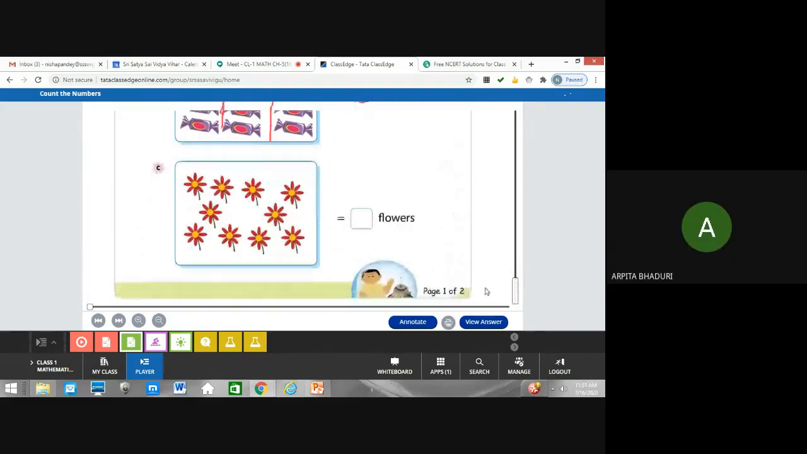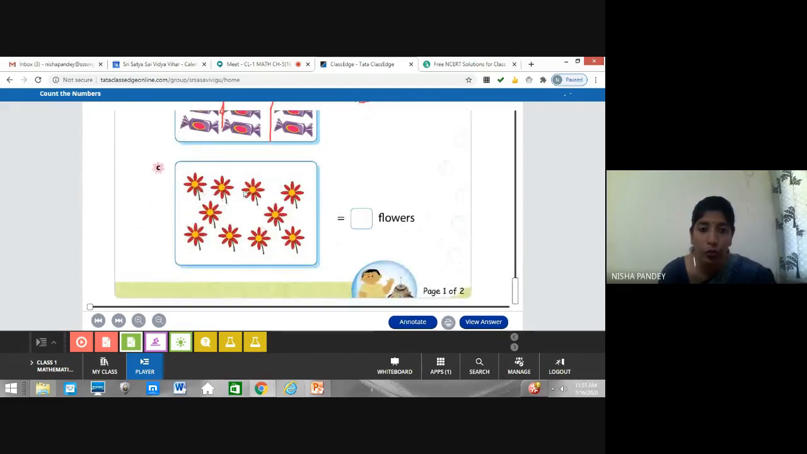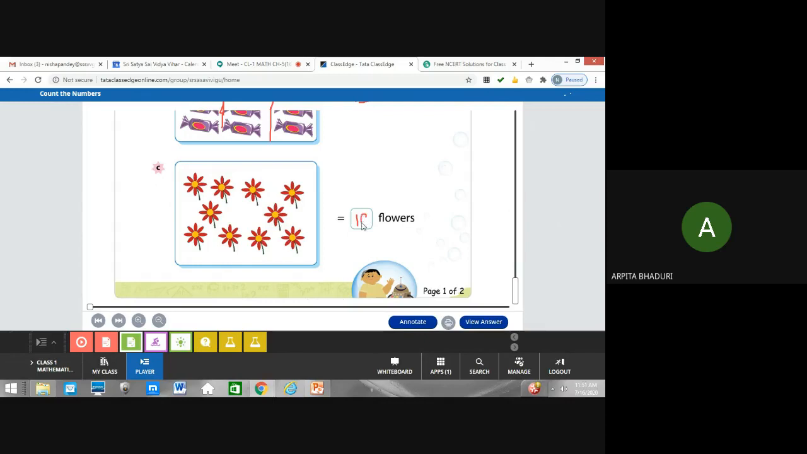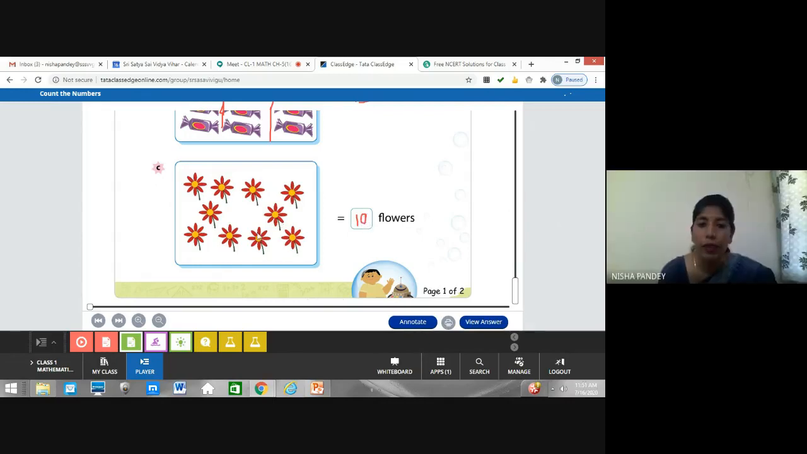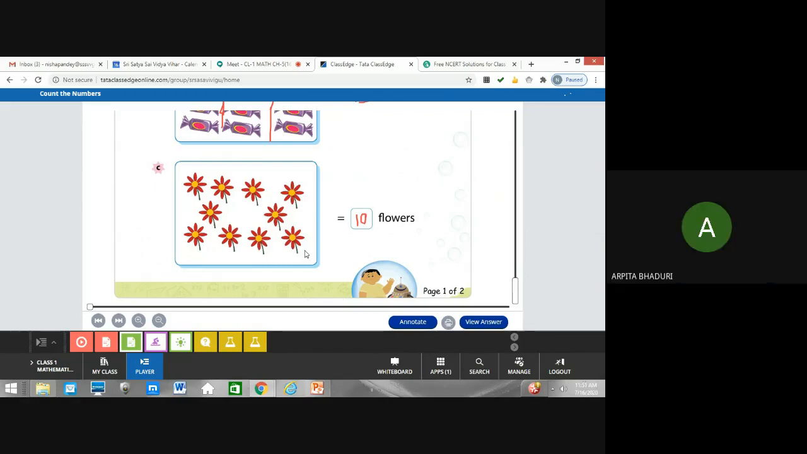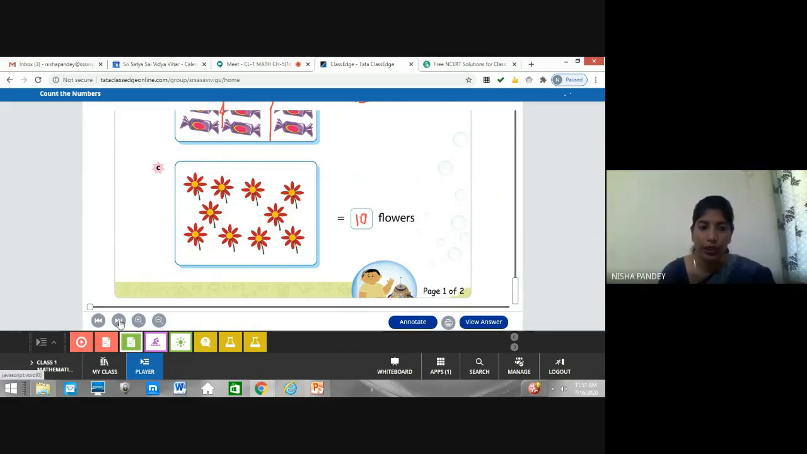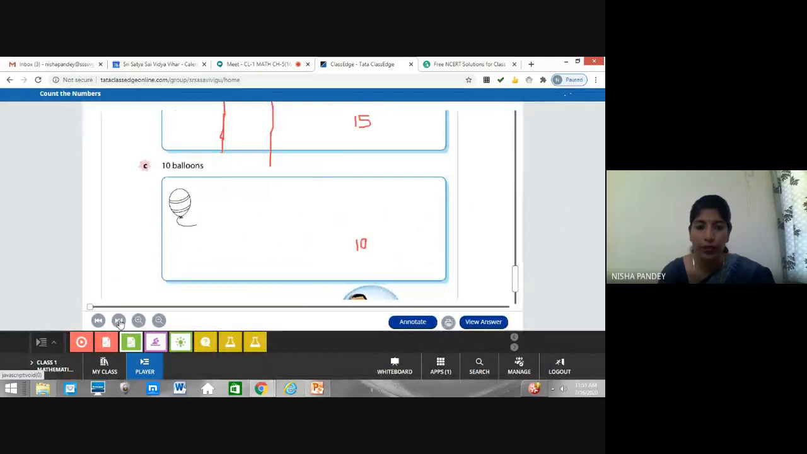Now, how many flowers do we have? 1, 2, 3, 4, 5, 6, 7, 8, 9, 10. We have 10 flowers here. So we'll write 10, 1, 0. And can we make one bundle of 10 here with these flowers? Yes, ma'am. Yes, very good. Let's see one more example here.